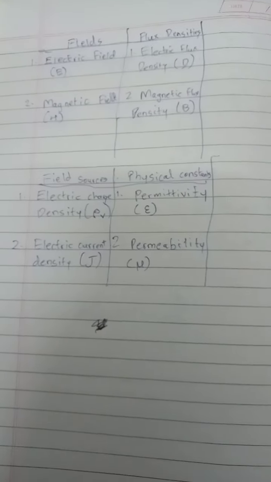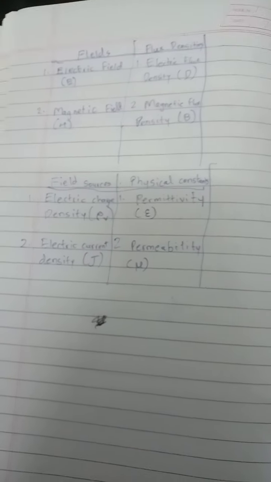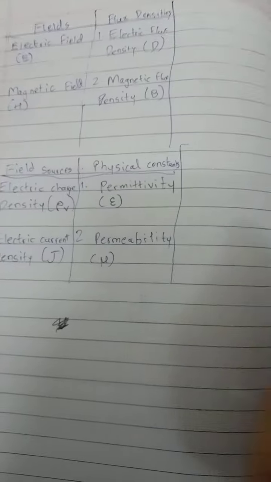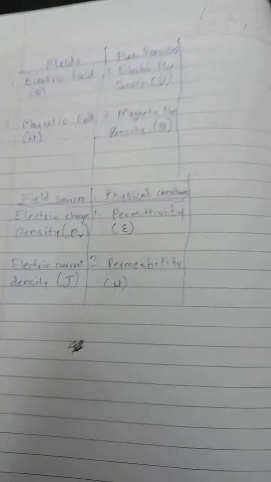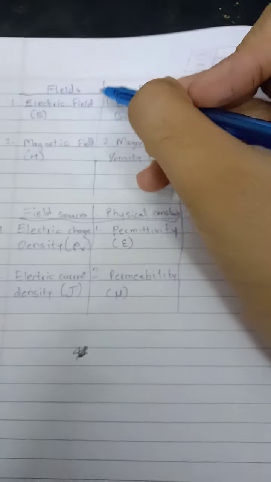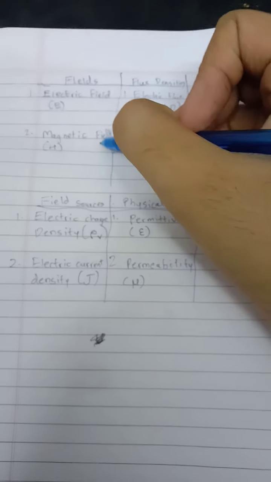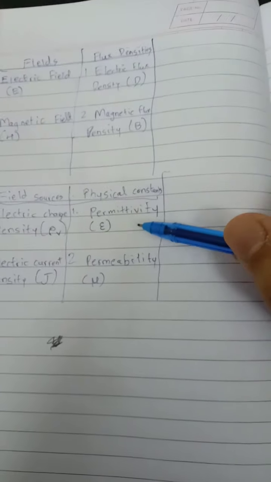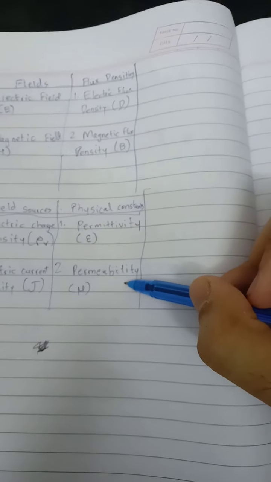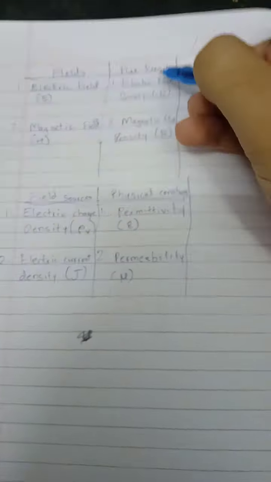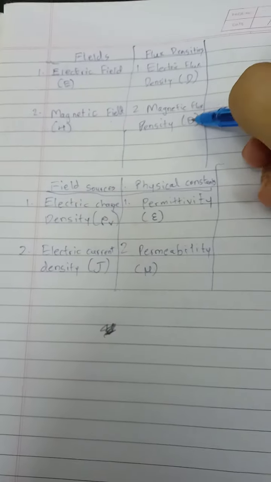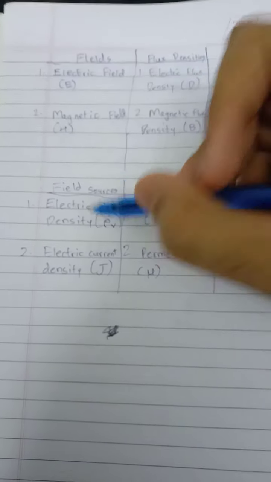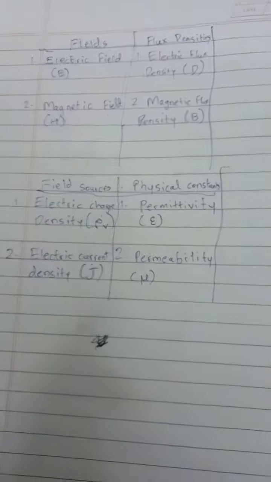So last time we began discussing the physical quantities which are involved in Maxwell's equations, and as I said, there are 8 quantities involved. In the last video we discussed the fields, the electric and the magnetic fields, and the physical constants, the permittivity and the permeability. So today my aim is to complete the remaining 4 quantities: the electric flux density, magnetic flux density, electric charge density, and the electric current density.